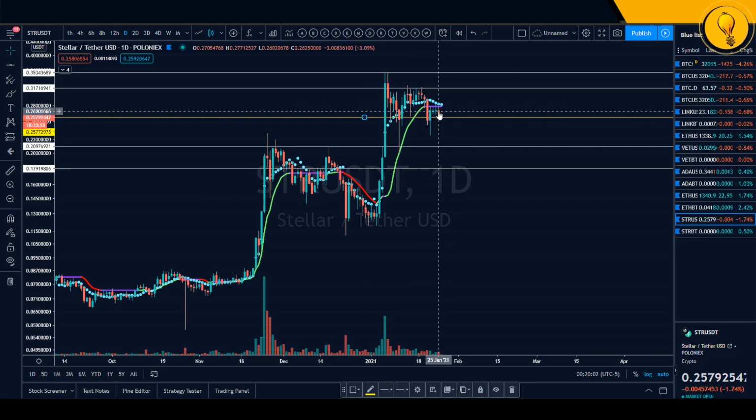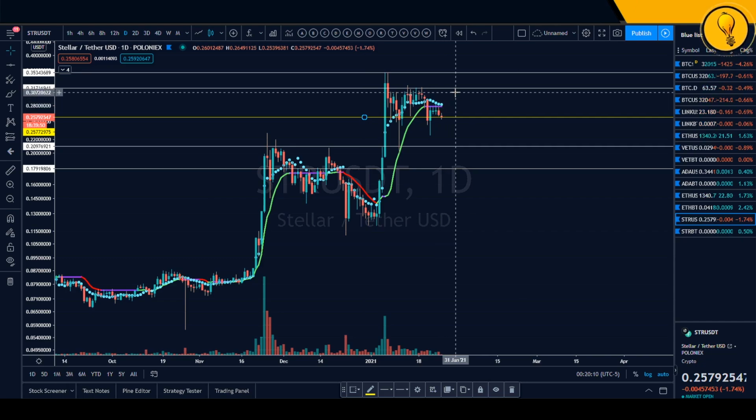Now, we're currently using the dynamic as resistance overhead, and that is coming in at around 27 cents. You think that if we can take back the 27-cent region, we could see a rally back up to resistance at around 31 cents? Yeah, but honestly, to me, the trade is towards the downside over here.